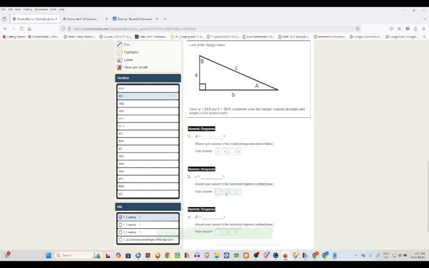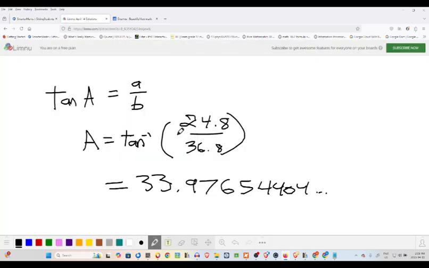Side C, we can get with the Pythagorean theorem. The square root of 24.8 squared plus 36.8 squared is 44.37657039, or to the nearest tenth, 44.4. Angle B, the opposite and adjacent change places. So instead of the inverse tan of 24.8 over 36.8, it's the inverse tan of 36.8 over 24.8.